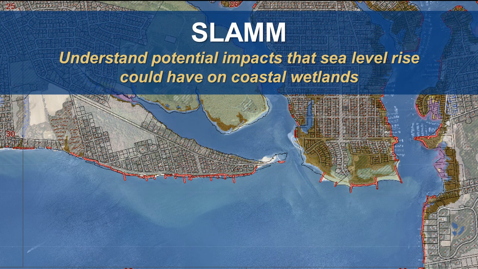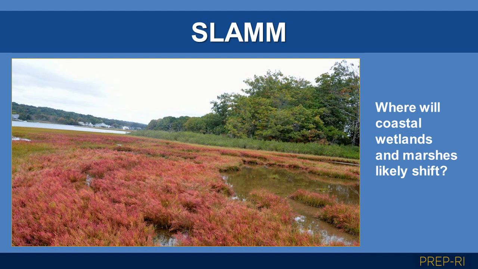The sea level affecting marshes model maps show how sea level rise may change the footprint of coastal wetlands in all 21 Rhode Island coastal communities. The purpose of these maps is to show how coastal wetlands will likely transition and migrate onto adjacent upland areas under projected sea level scenarios of 1, 3, and 5 feet in the coming decades.